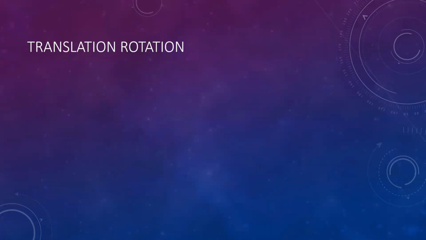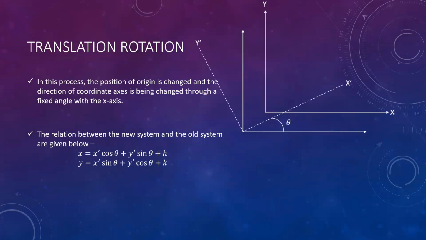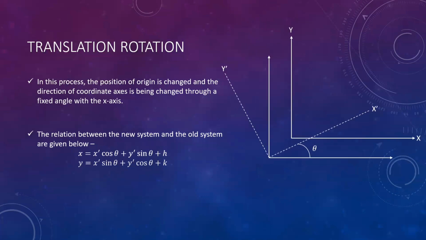Now, translation rotation. In this process, the position of origin is changed and the direction of coordinate axis is changed through a fixed angle with the x-axis. The relation between the new system and the old system are given below. x is equal to x prime cos theta plus y prime sin theta plus h, and y is equal to x prime sin theta plus y prime cos theta plus k. We can see this from the figure.